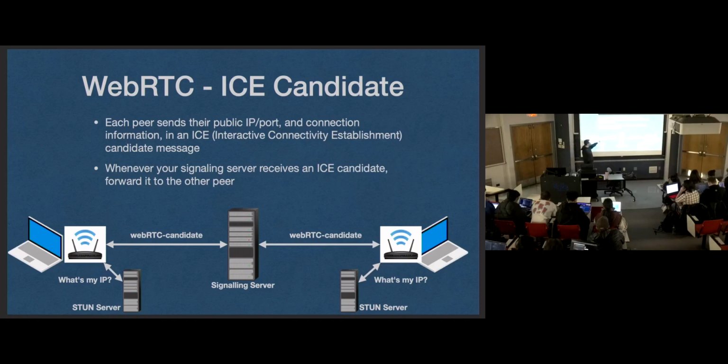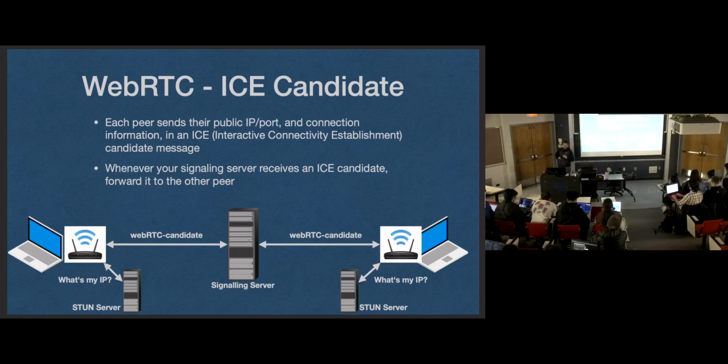So both clients are going to talk to the STUN server and say, what's my IP address? And send that IP address as part of a WebRTC candidate, or an ICE candidate, which stands for Interactive Connectivity Establishment. I always forget the acronym, so I had to read that one. But an ICE candidate, and we send any number of these candidates to the other client.